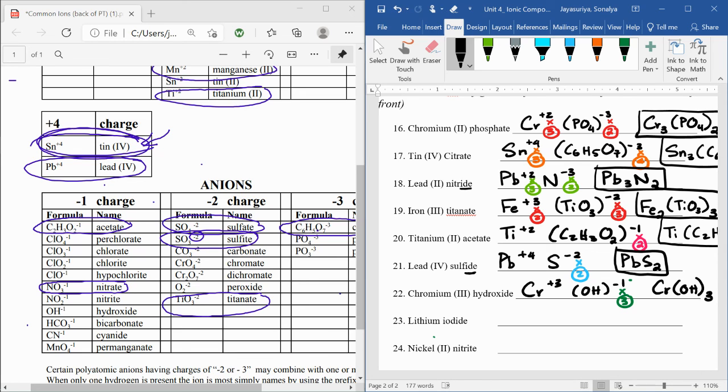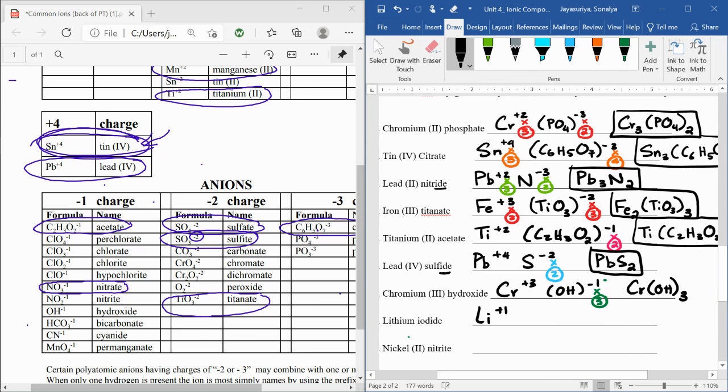Okay, the next one is lithium iodide. This one is easy peasy. Lithium is group 1, so plus 1. Iodide is iodine from group 17, which is a minus 1. So plus 1 minus 1 balanced out. You got your answer, LiI, lithium iodide.